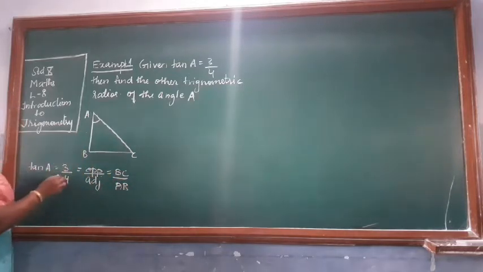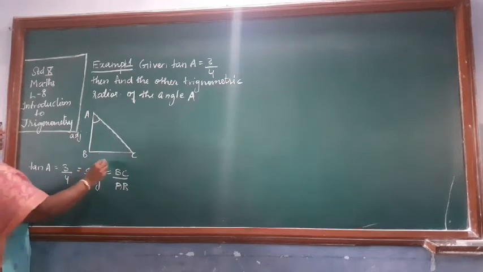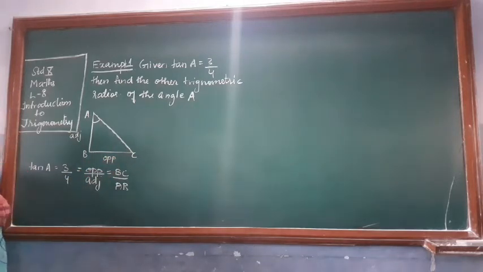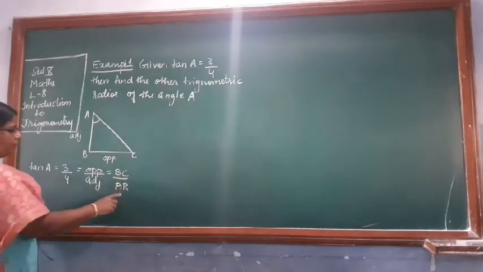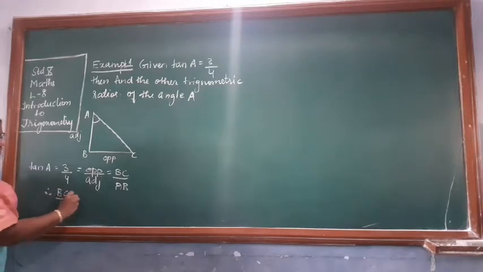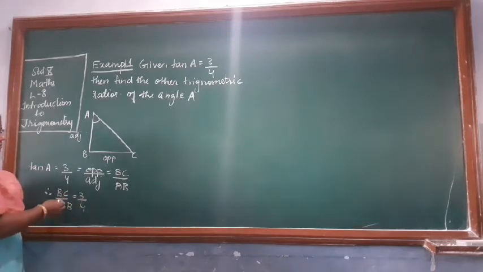The adjacent side of angle A is AB. With respect to A, AB is the adjacent side, and BC is the opposite side. So you have BC by AB, which is equal to 3 by 4. Therefore BC by AB is in the ratio 3 by 4.